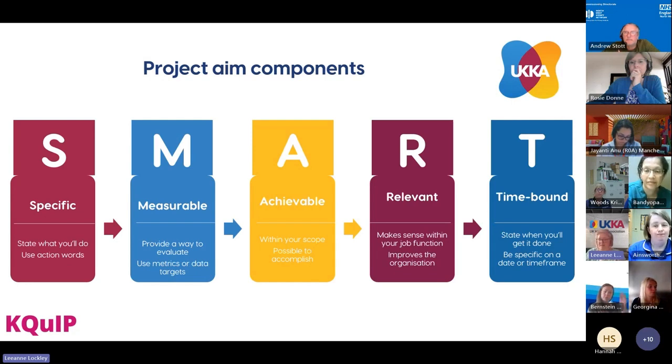So it's specific. So this is what you're going to do. Have some data in there from, to. Is it achievable? And only you will know whether it's achievable or not, because you know your capacity. Relevant, so it improves the organisation. It's going to improve our department, and be really specific on that date or time frame.